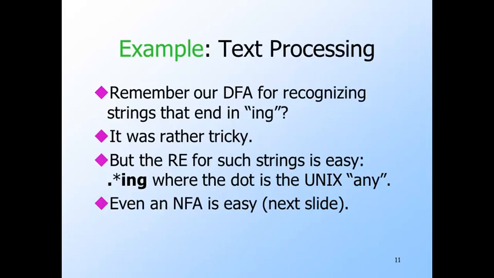You may remember our DFA example for recognizing strings that end in ing. It involved a lot of explanation as we considered where to go from each of the states that represented some progress toward finding ing. However, there is an easy regular expression for the same language using the Unix dot. It's just dot star ing, like that. Okay. Or even if we didn't have the dot in our notation, we could simply replace it by all the legal input symbols connected by pluses. In fact, it's even much easier to design an NFA for this language than it is to design a DFA.